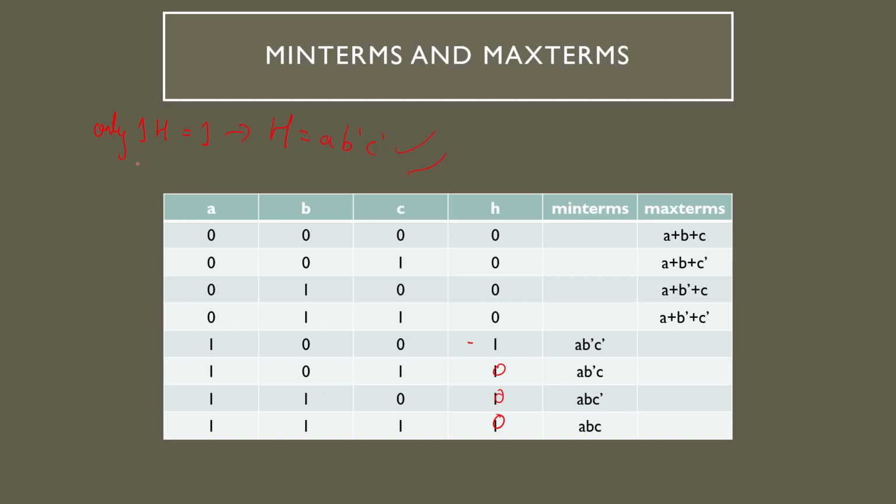If there is more than one h equal to 1, then h is the sum of these minterms. And similarly, someone figured out that if there's only one h equal to 0, then you can use the corresponding maxterm. And if there is more than one, then you can use the product of the maxterms. So we usually represent products by pi of the maxterms. So all the maxterms.